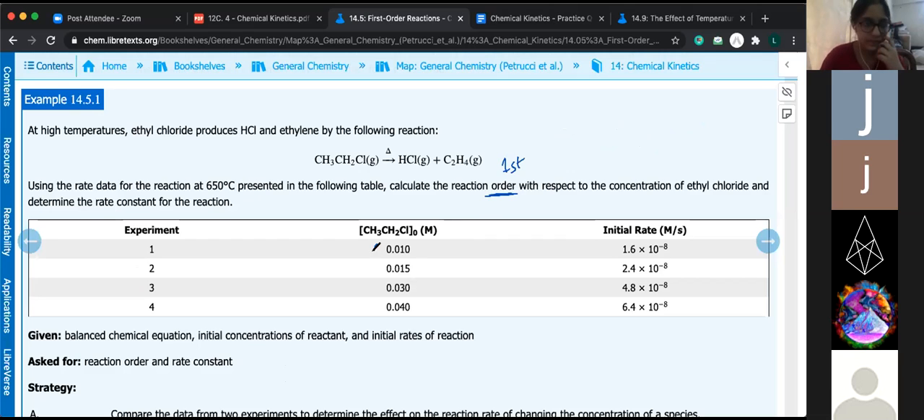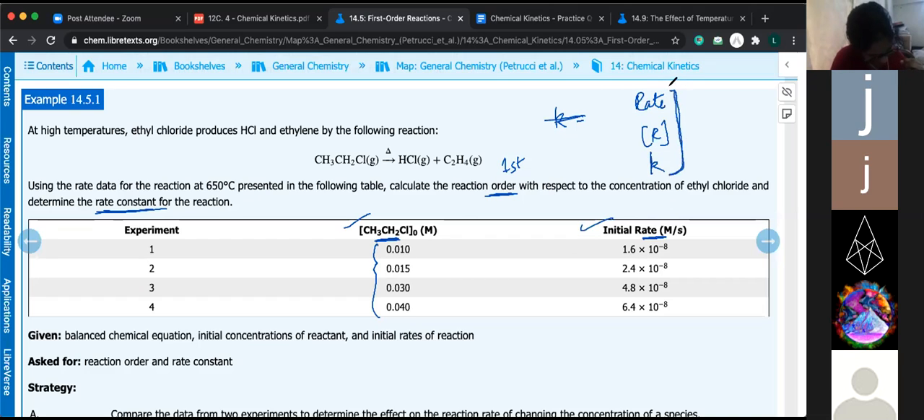You have some data also, concentration and rate. Can you figure out what is the rate constant? Formula क्या है? Rate constant is equal to, or rather than that, you're given the rate and concentration. So what formula are you going to use which involves the rate, the concentration of the reactant and rate constant? तीनों इन्वॉल्व होके कौन सा फॉर्मूला है अभी?